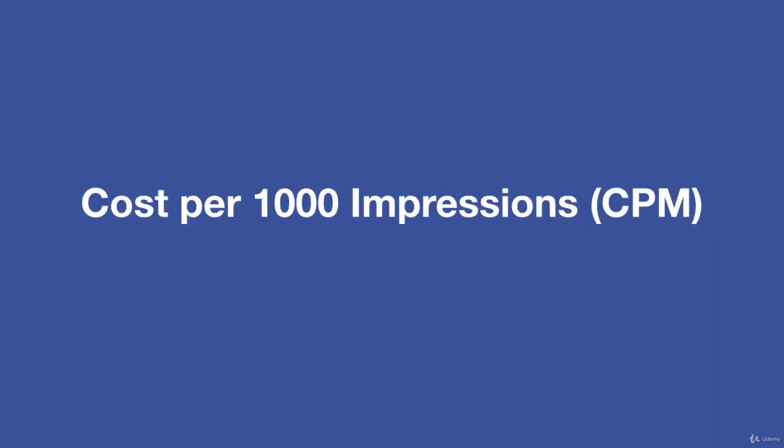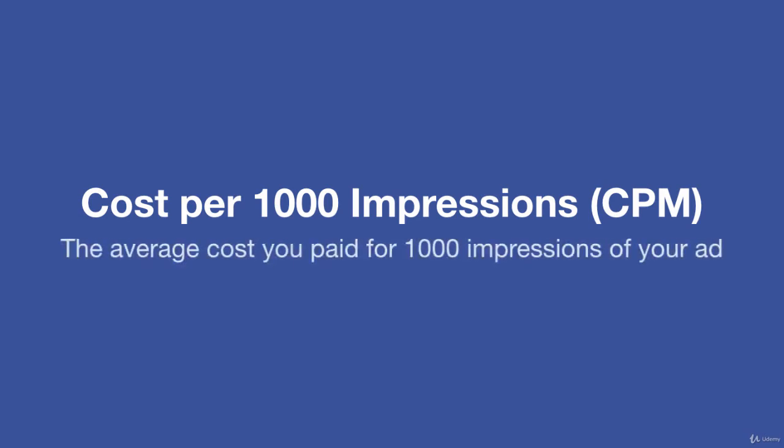Next up, we have CPM, or cost per 1,000 impressions. And this is the average cost that you've paid to have 1,000 impressions of your ad. And an impression is any time an advertisement is shown on the screen. And that's an important clarification to make. An impression doesn't guarantee that the user saw it, just that the ad appeared on their page.